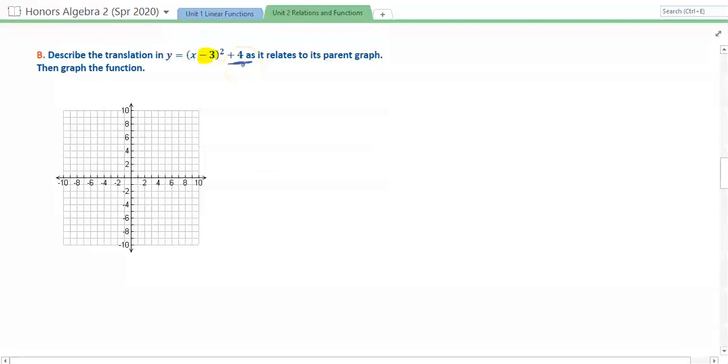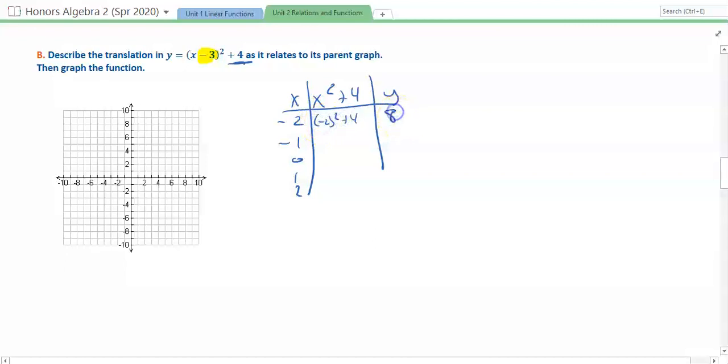Where's that +4 going to shift us? Now, if we had just done a function like x squared plus 4, let's talk about some x values here for a second and get some y's. So if I take -2, -1, 0, 1, and 2, when I plug these in, I'm going to get -2 squared, that's 4.